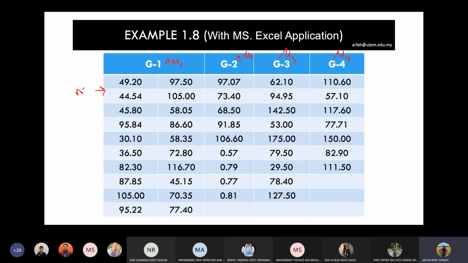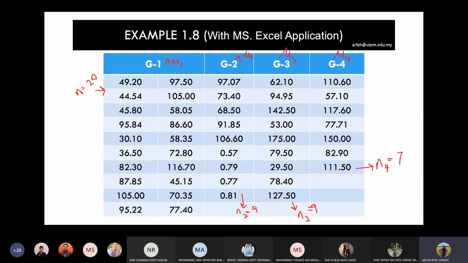20. Okay. N1 sama dengan 20, N2 sama dengan 9. So N2 equal to 9. Okay. N3 pun sama dengan 9. Okay. Dan N yang keempat sama dengan 7. So data dia tak akan dapat dalam satu table yang sama.